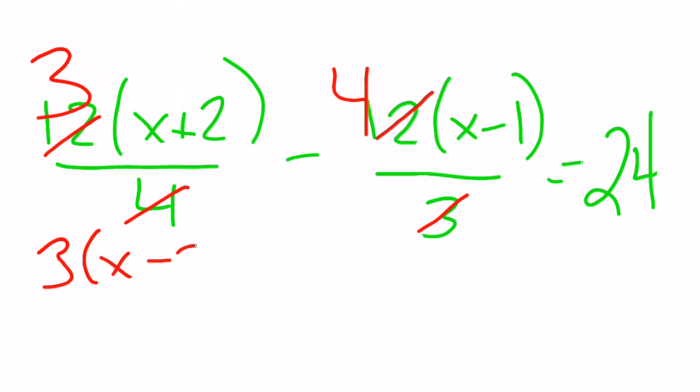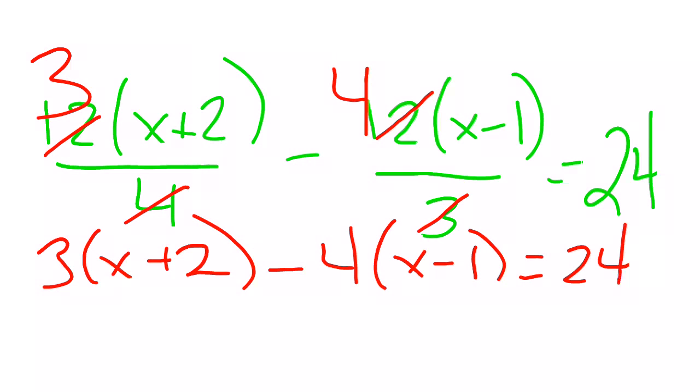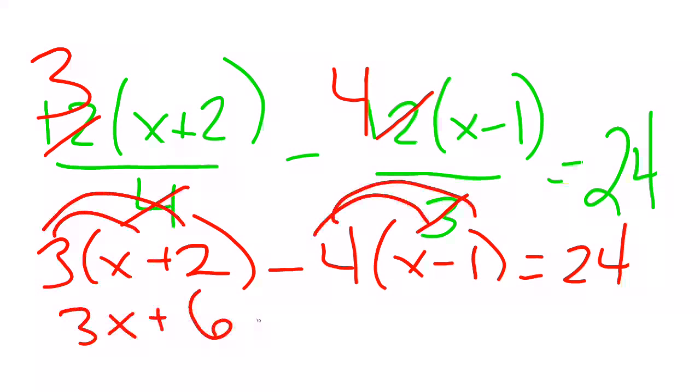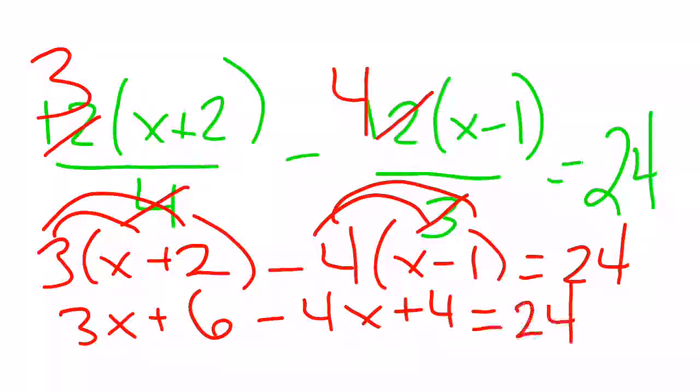3 times the quantity (x + 2) minus 4 times the quantity (x - 1) equals 24. To solve this, all I have to do is distribute my 3: 3x plus 6, distribute my negative 4: negative 4x plus 4 equals 24. I'm going to reduce that and combine like terms here. So I've got 3x minus 4x, which is a negative x. I've got a positive 6 plus 4, which is a positive 10, equals 24.